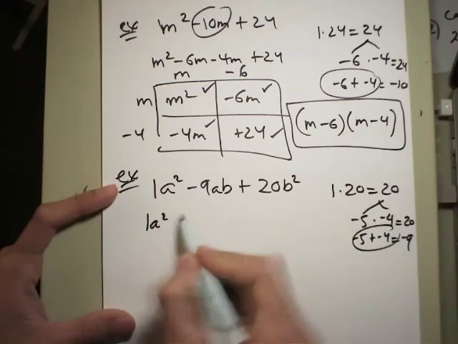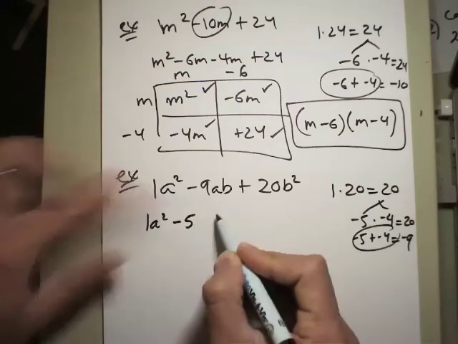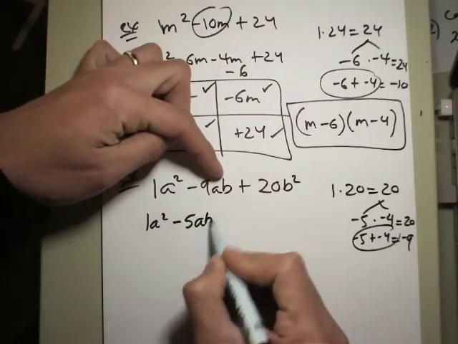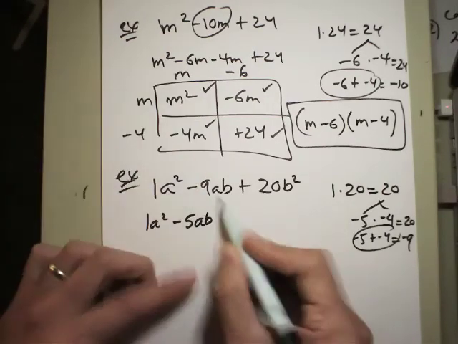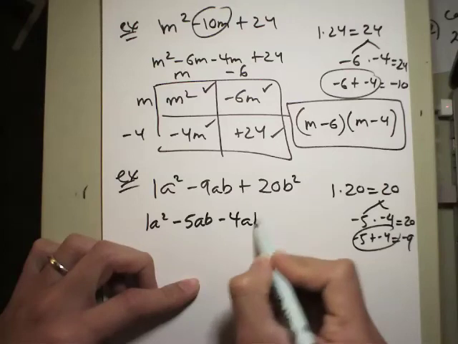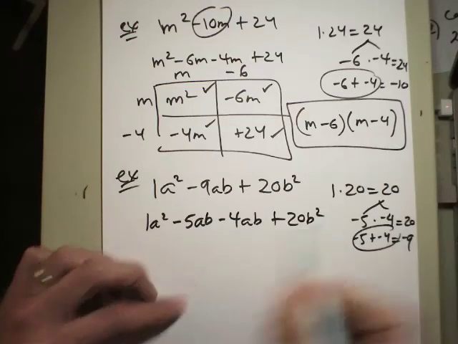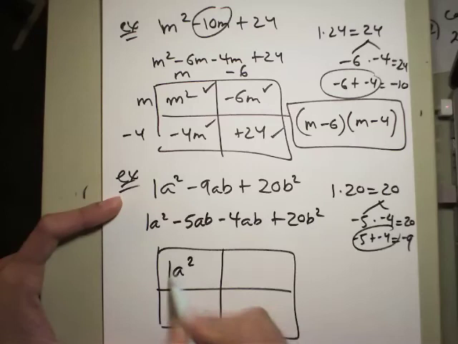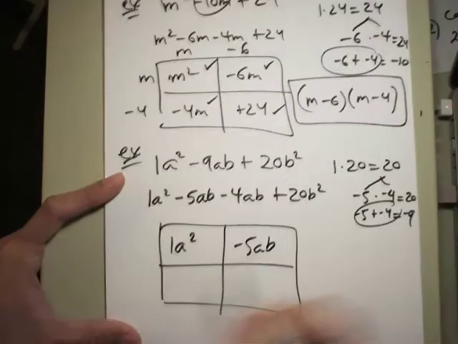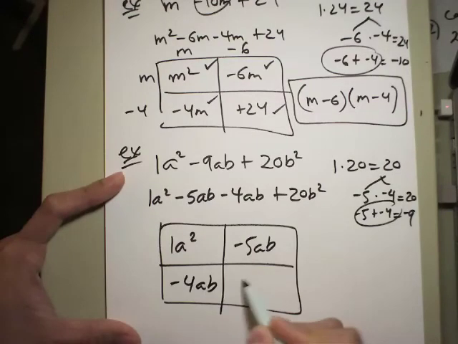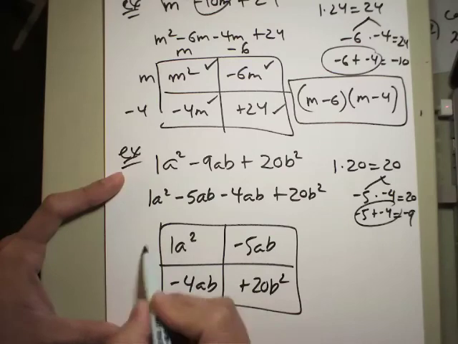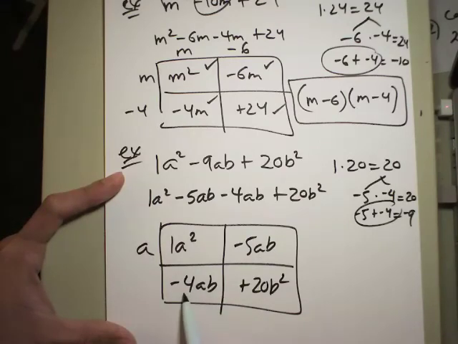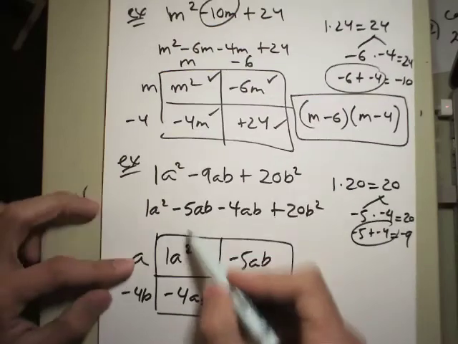Here's 1a squared minus 5. Notice the middle term is an ab term, so I make sure I add that in to comply with this middle term. So negative 4ab plus 20b squared. Here's my box again. This is 1a squared, minus 5ab, minus 4ab, plus 20b squared. Factor out the GCF. I have an a in common. This one I have a negative 4 and a b in common. And then I do the same thing on this side.